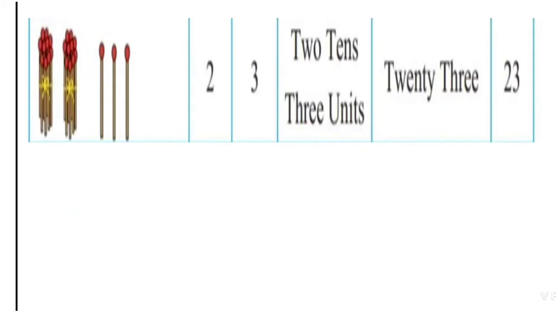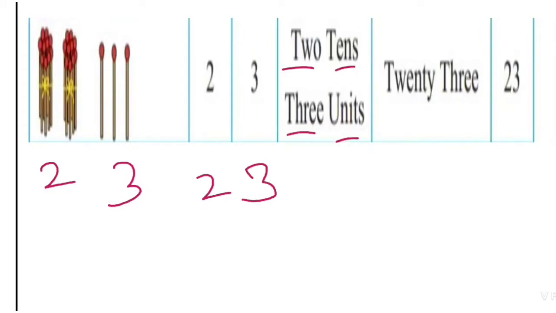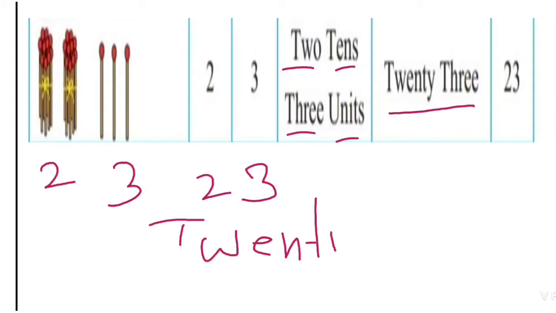Next, 2 tens 3 units 23. 2 tens 3 units 23. The spelling is TWENTY 20, THREE 23.